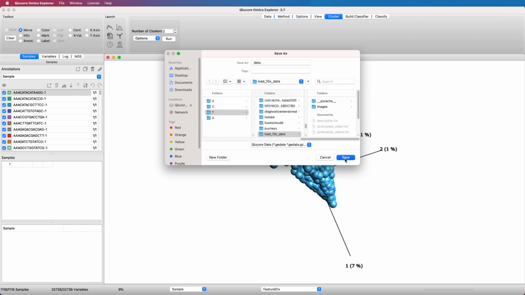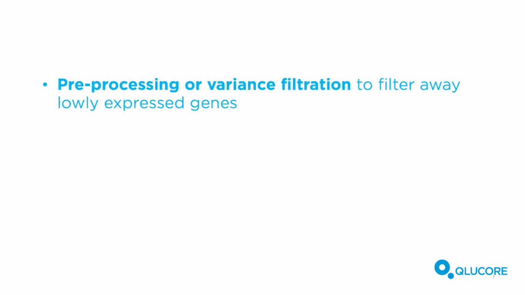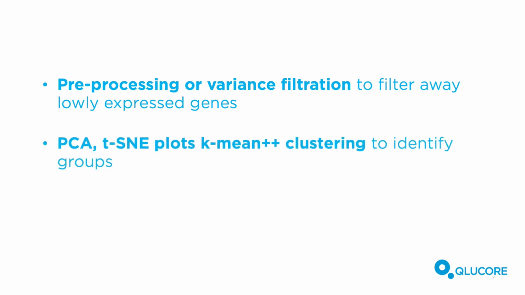And now you can start your analysis. For single-cell data, we recommend pre-processing or variance filtration to filter away lowly expressed genes, and use PCA, tSNE plots, and k-means clustering to identify groups.